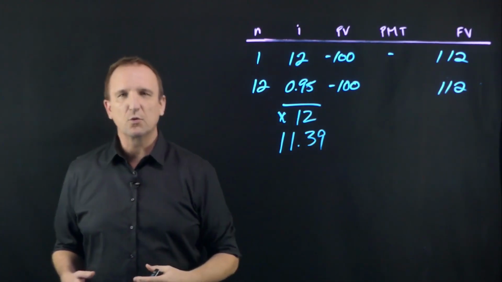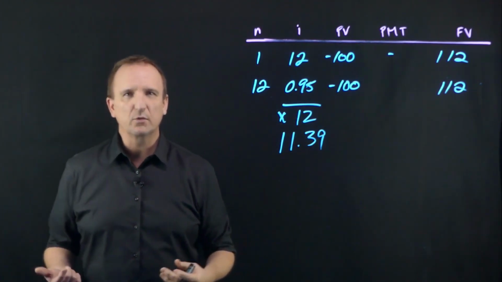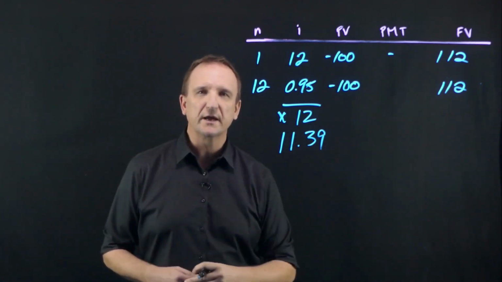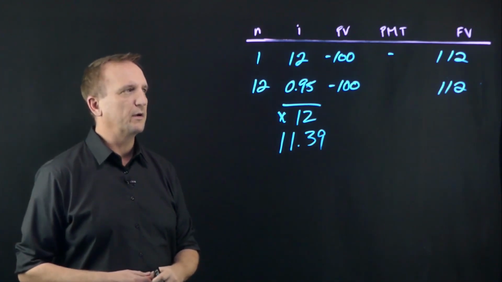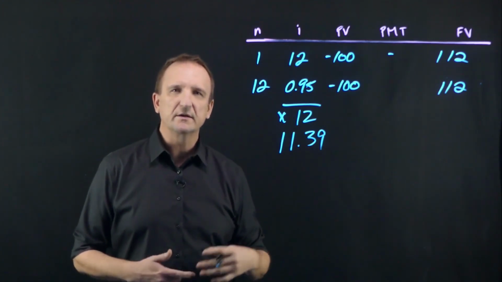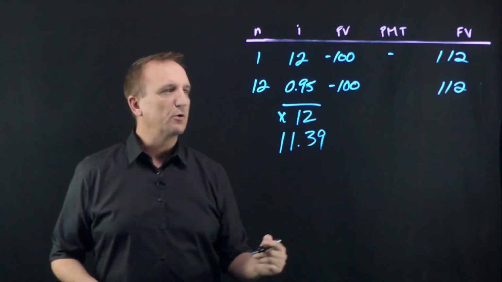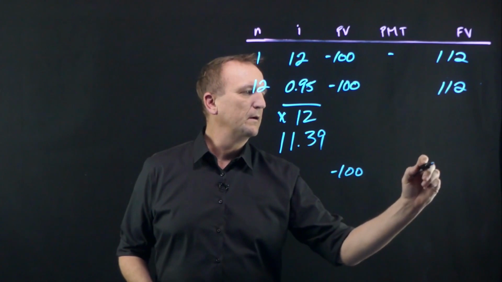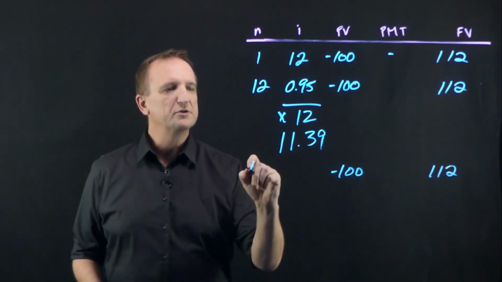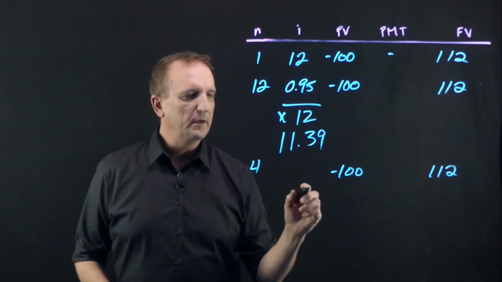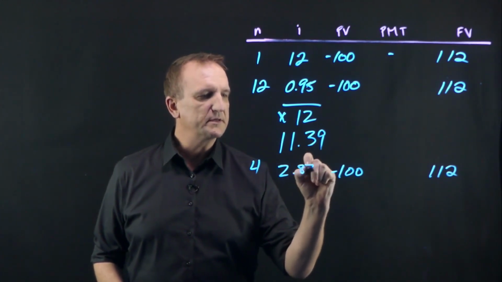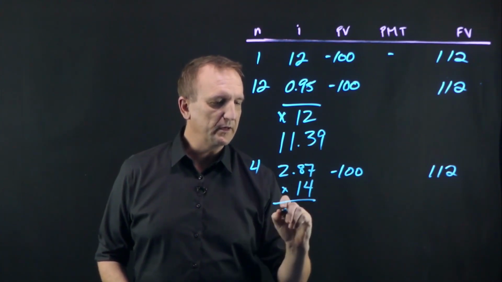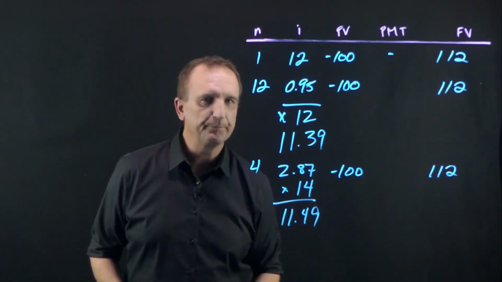The next part of the question says, what if there was an investment that was quarterly compounding? Same thing. You know that you want to make 12%. If you got quarterly compounding, what interest rate would you need to get an equivalent yield? You would take your inputs, $100 in, $112 out, and change the compounding to 4. In that case, you would get 2.87. Multiply that by 4 because that's the quarterly rate, and you would get 11.49.